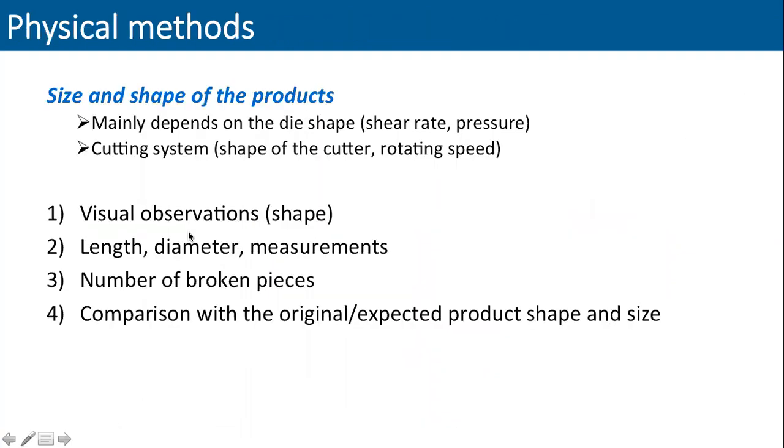Quality controlling characteristics and physical methods: how to maintain the proper physical factors, size and shape of the product. Mainly the size and shape is important. It is important to maintain shear rate and pressure. And the cutting system, can you remember we have discussed the cutting speed and shape of the blades, number of blades, rotating speed. All these factors are important.